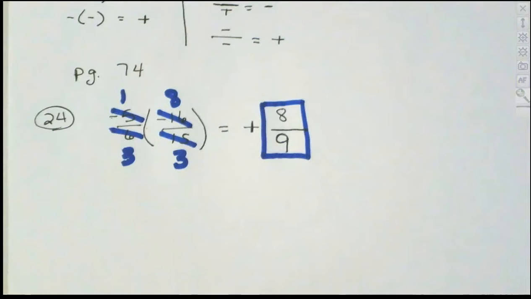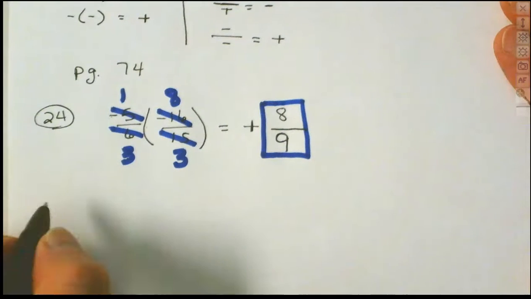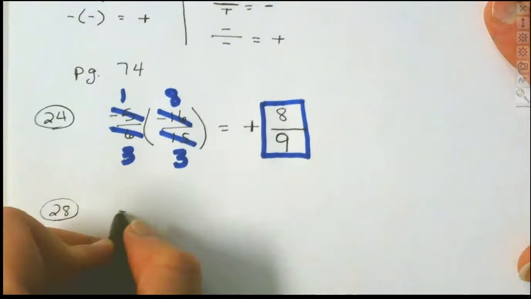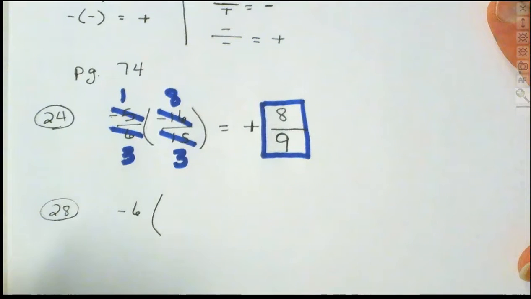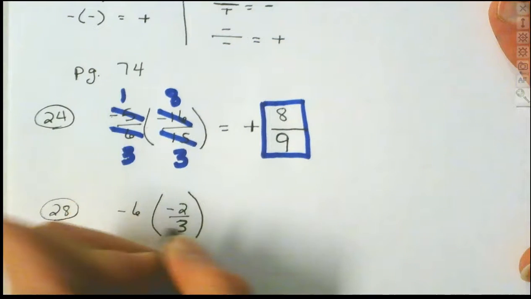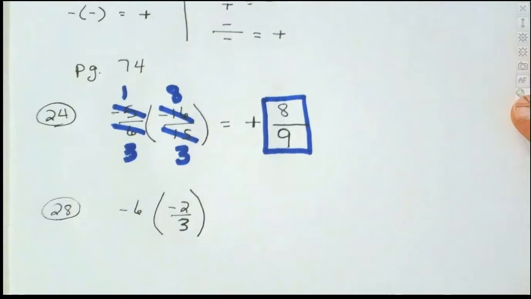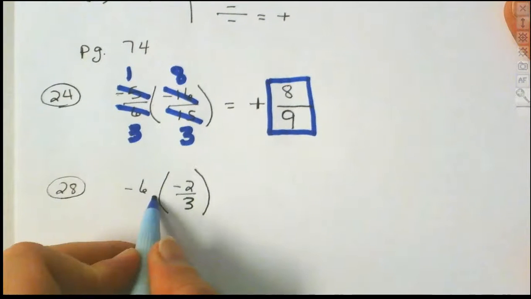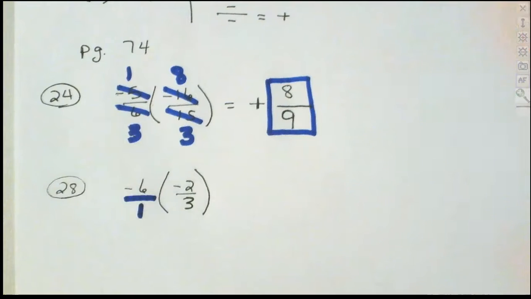Let's try another one. How about 28? 28, we've got a minus 6 times a minus 2 thirds. Well, what are we going to do? We want to make sure everything's a fraction. So we're going to make this negative 6 into negative 6 over 1. So you can always add that 1. So everything's a fraction now. No common denominators are needed.